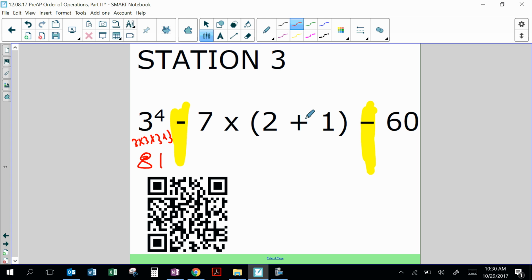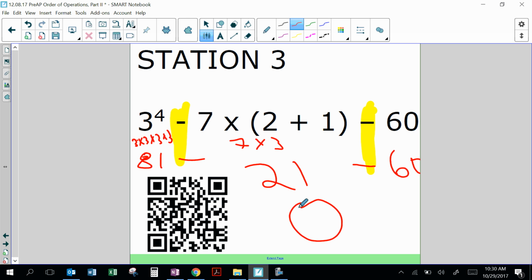Let's solve the middle term. 7 times the grouping of 3. 7 groups of 3 is 21, and the right term is 60. So they want you to subtract the first and the middle term. That would be 60 take away 60 is 0.